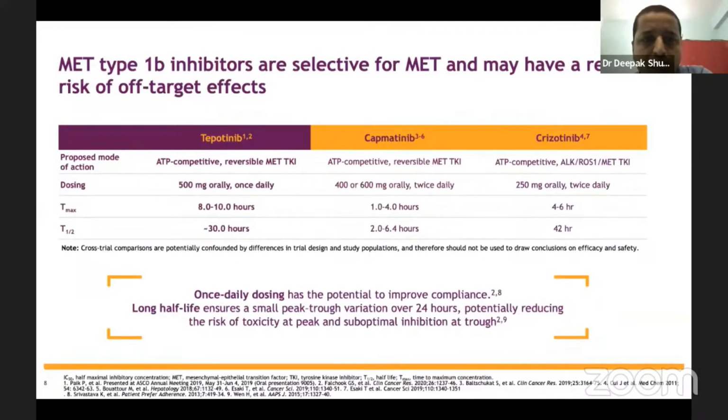It is good to know that now we have a number of agents available for targeting this, from crizotinib, and recently capmatinib, and soon, in a matter of 1 to 2 weeks, we'll have another agent, tepotinib, available for use in India on a regular basis. At present, the drug was available on a compassionate basis. Tepotinib at a dose of 500 milligrams once daily has the potential to improve compliance. It has a long half-life that ensures small peak and trough variations over 24 hours, potentially reducing toxicity at the peak and suboptimal inhibition at trough.